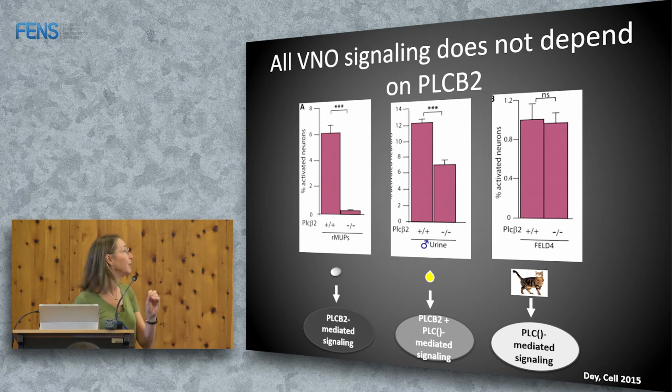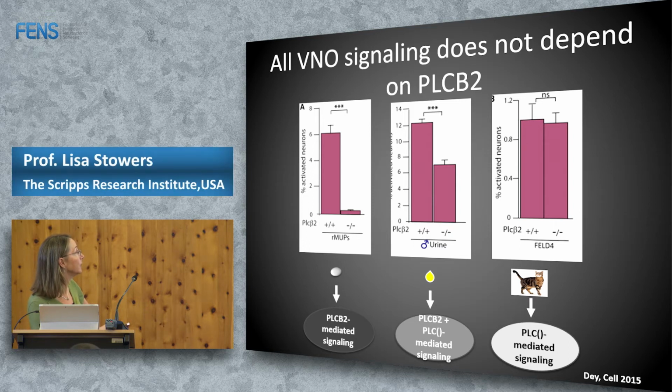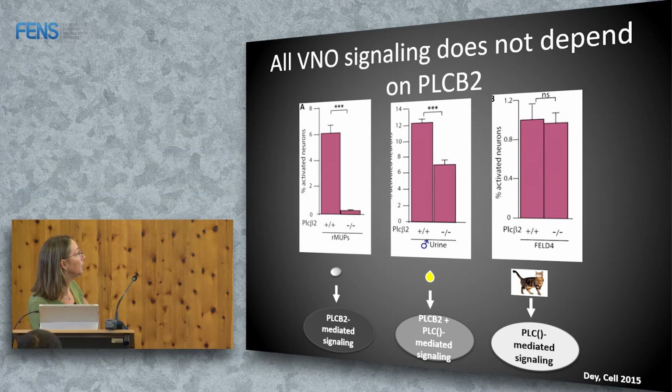So in this system, if we manipulate that PLC beta 2 that we did show was important for the response to this attractive cue, in animals that don't have PLC beta 2 just in their nose, we find that they are unable to detect and respond to it. So all of the neurons that sense the attractive cue are using this PLC beta 2.